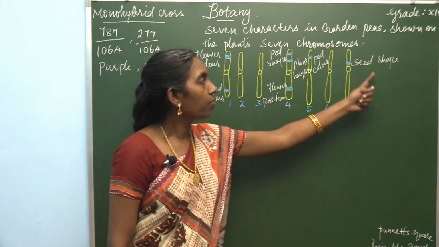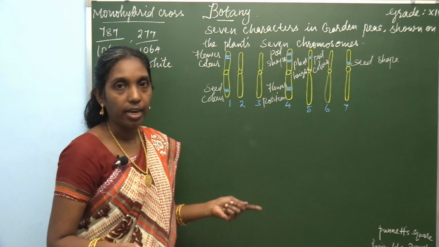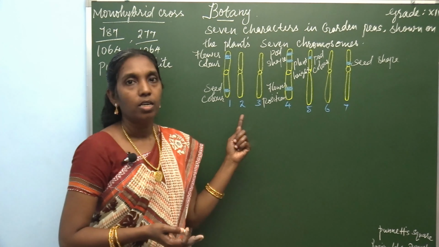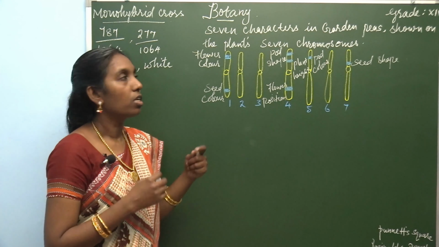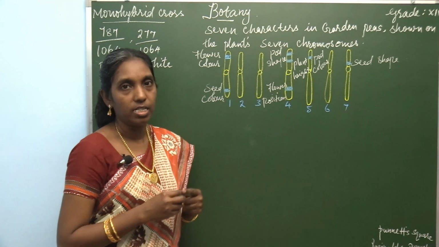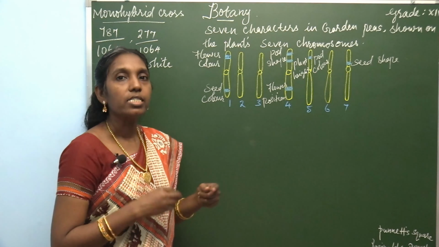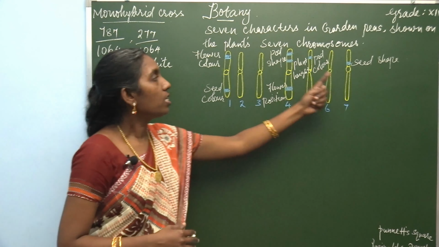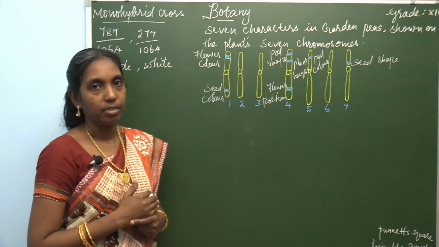So these are the 7 contrasting characters which are shown in different chromosomes. These characters are called genes. Here we can also say factor, determiner or trait. So these are the 7 contrasting characters.